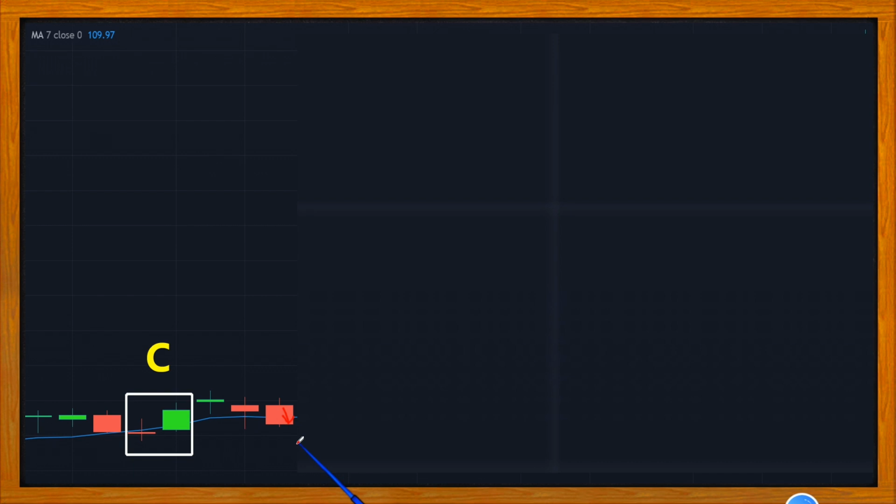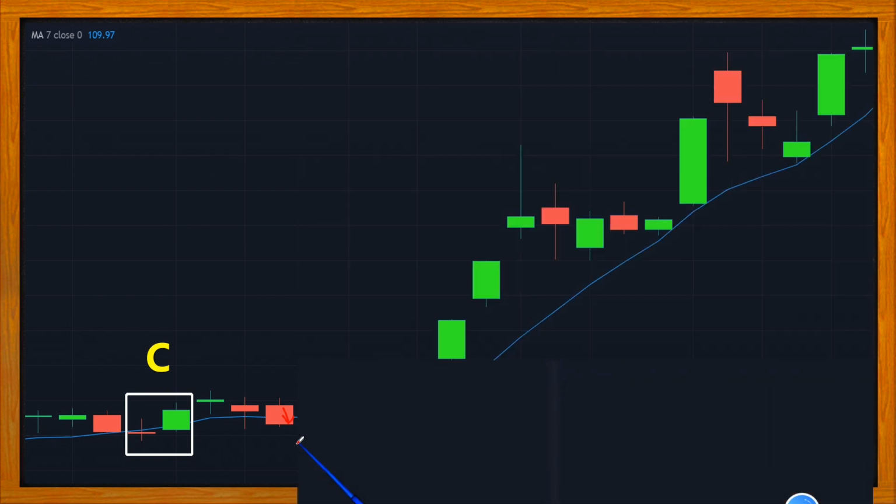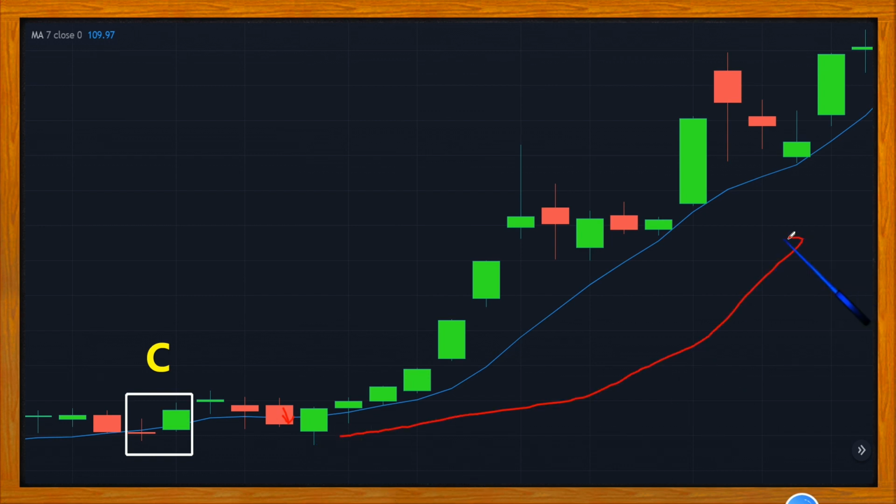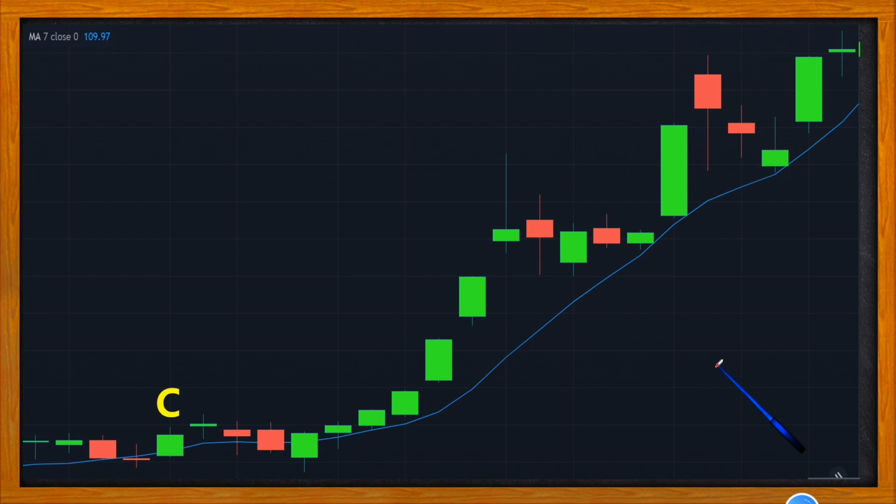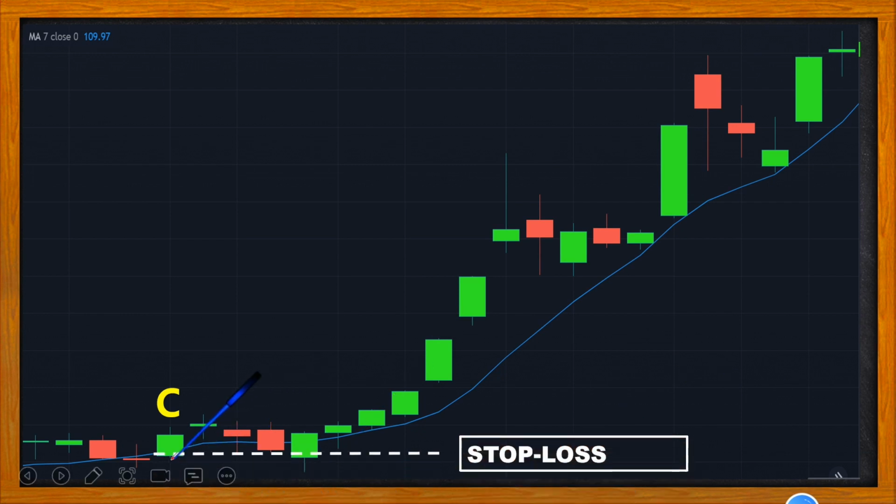So in this case, do we need to sell it? But if we sold it, the price rapidly goes up again. So in this case, to avoid selling at the bottom, I would suggest you set a stop loss at the lowest price of the day you buy. So when the price pulls back but stays above the stop loss price, we will still hold it and get the coming profit.